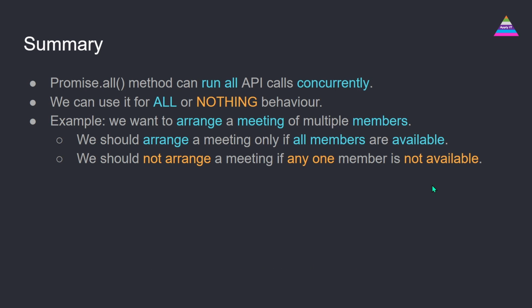As an example, consider a situation. We want to arrange a meeting of multiple members, and we should arrange a meeting only if all members are available, and we should not arrange a meeting if any one member is not available. So in this kind of situation, we can use Promise.all, which provides all-or-nothing behavior.